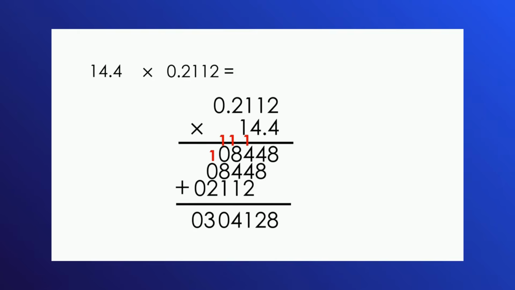The last step is to count the decimal places. We have 1, 2, 3, 4, and 5. So starting from the rightmost corner, we count 1, 2, 3, 4, and 5. So we need to place the decimal point over here. So that's the final answer. It's 03.04128 and can be simplified by removing the leftmost 0. So we have 3.04128.